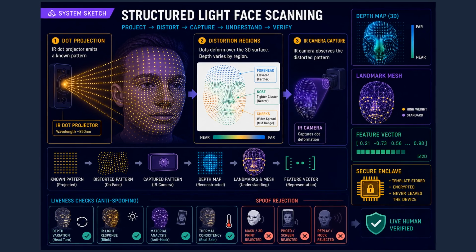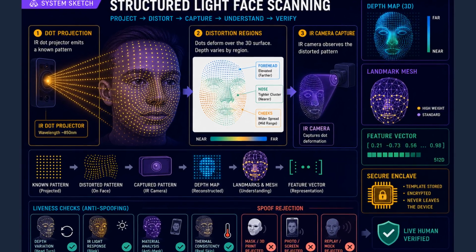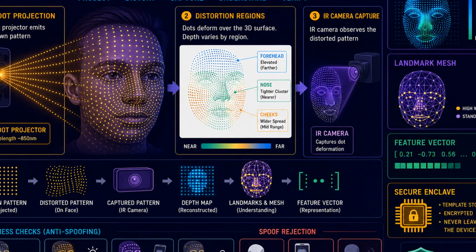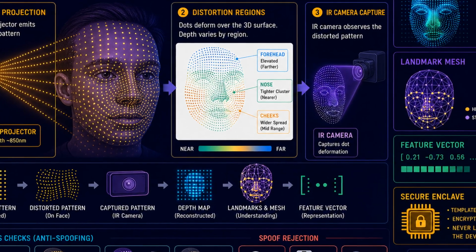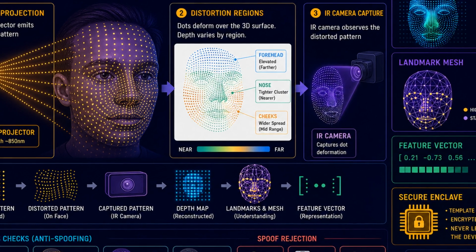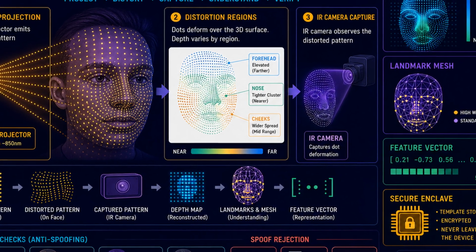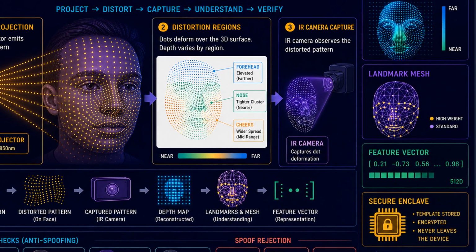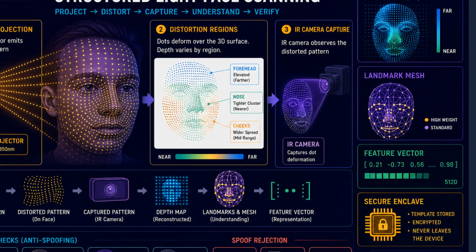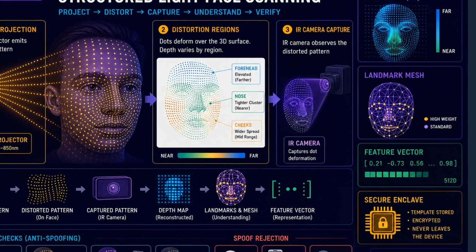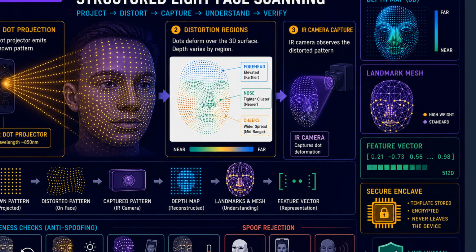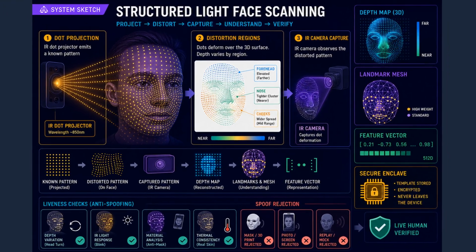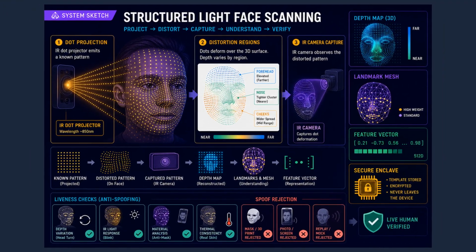Structured Light Face Unlock uses an infrared dot projector. It casts thousands of invisible dots onto your face. An infrared camera captures how those dots distort across your facial geometry. Nose dots cluster tighter. Cheek dots spread wider. Forehead dots sit at a different depth. The distortion pattern encodes 3-dimensional shape without any visible light flash.